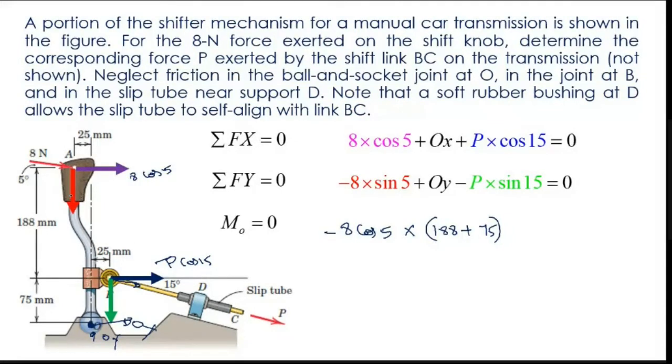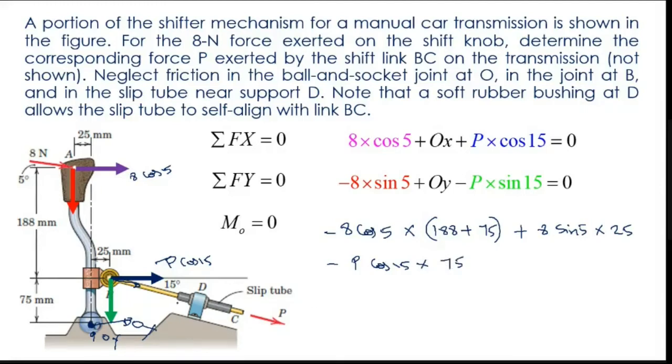Next, if I consider this force, you have a distance here which is 25. Rotation is anti-clockwise, so plus 8 sine phi into 25. For these two forces, that is over. Next, let me consider this horizontal force. The vertical distance is 75. P cos 15, with vertical distance 75, rotating in clockwise. So minus P cos 15 into 75.